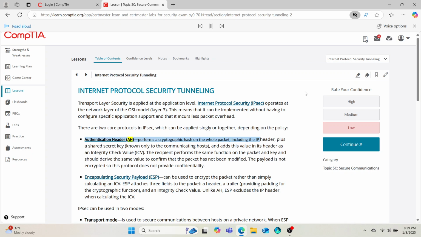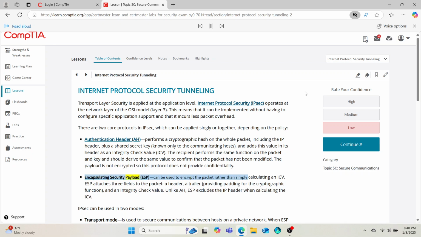Authentication Header, AH, performs a cryptographic hash on the whole packet, including the IP header, plus a shared secret key known only to the communicating hosts, and adds this value in its header as an integrity check value, ICV. The recipient performs the same function on the packet and key and should derive the same value to confirm that the packet has not been modified. The payload is not encrypted, so this protocol does not provide confidentiality.